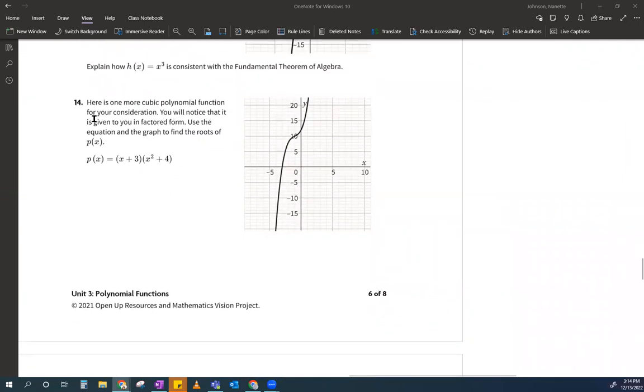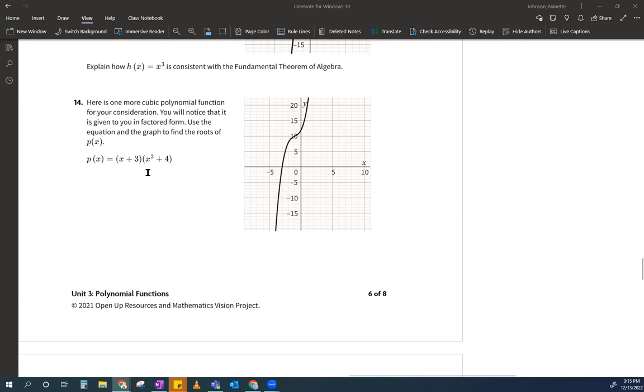So number 14, similar. It says, here's another cubic polynomial for your consideration. You'll notice it's given to you in factored form. Use the equation and the graph to find the roots of p of x. Again, because it's x times x squared, that's x cubed, so I should be finding 3 answers. Some of these answers may not be real, some will be imaginary, because if you look at my graph, I only see it crossing the x-axis once. I wonder where those other roots are.